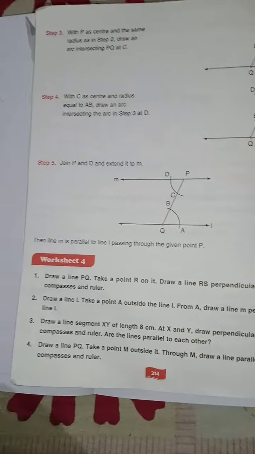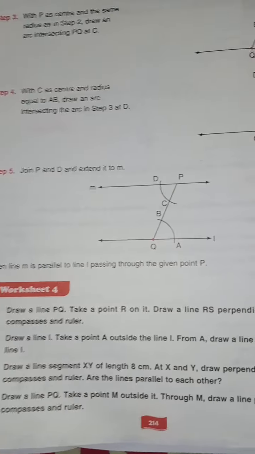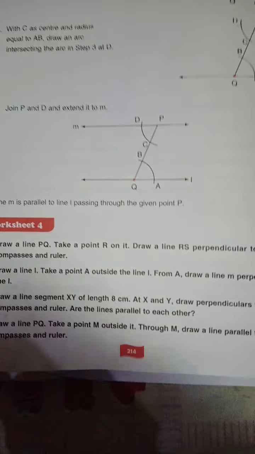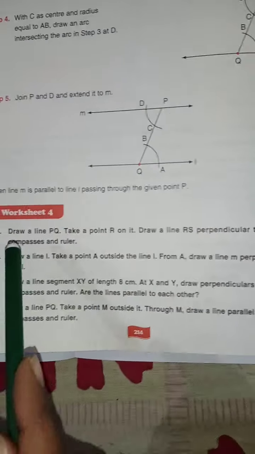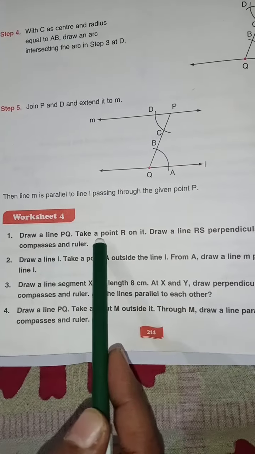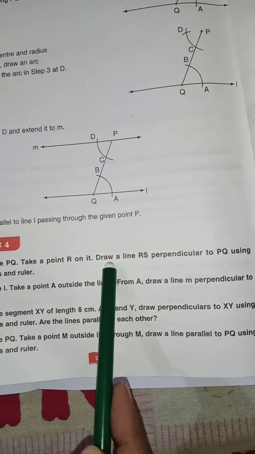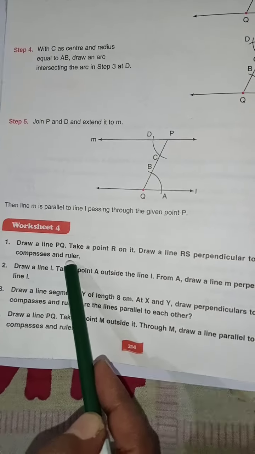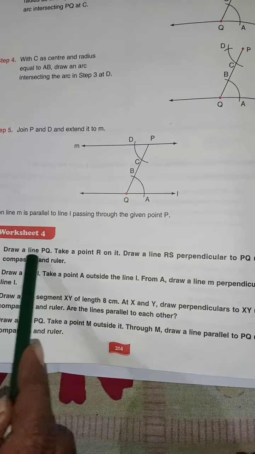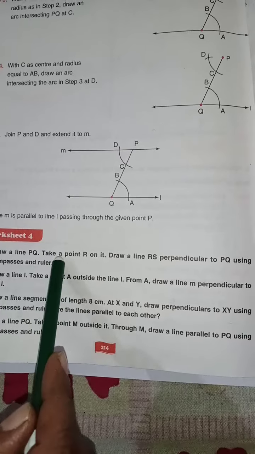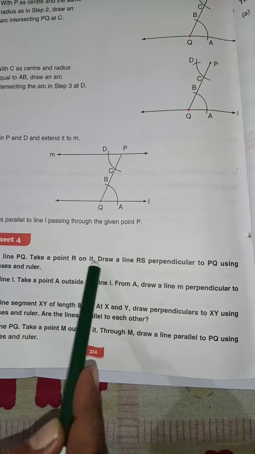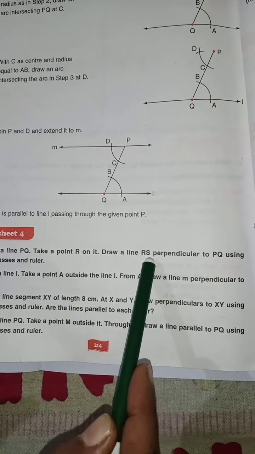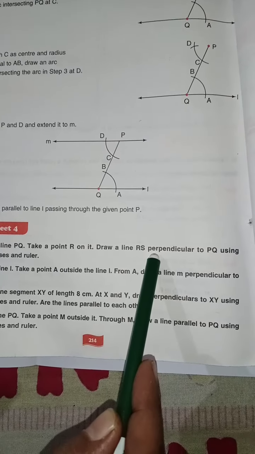Yes students, now we will do worksheet 4. Question number 1. Draw a line PQ, take a point R on it and draw a line RS perpendicular to PQ using compass and ruler. So first we will draw a line PQ and we will take a point R on it. Then we have to draw perpendicular. Perpendicular means angle of 90 degree.